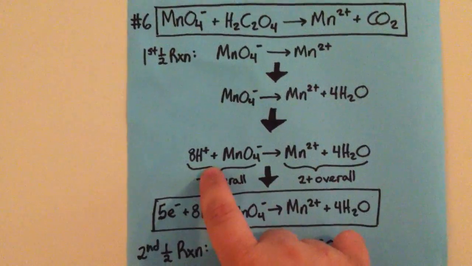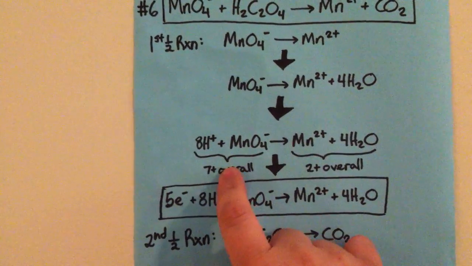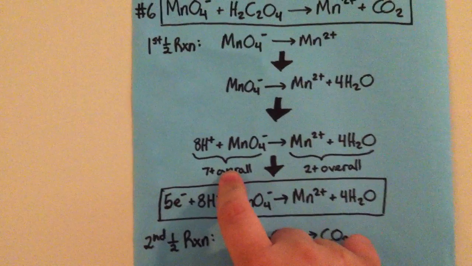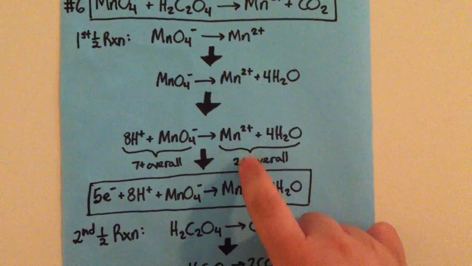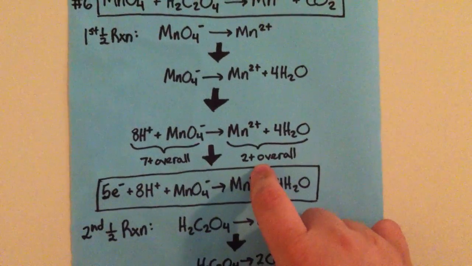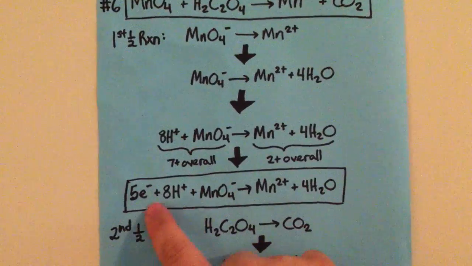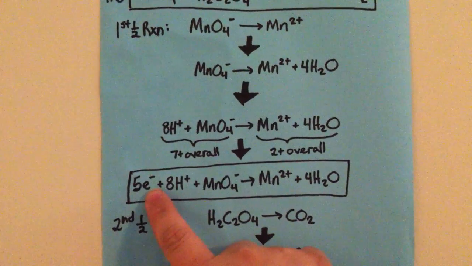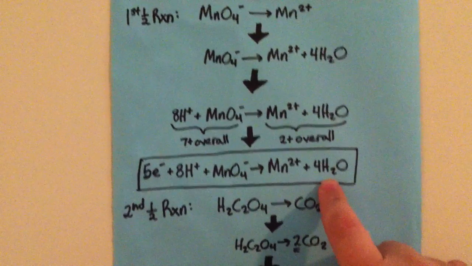Last thing is charge. 8 plus, 1 minus, gives me 7 plus overall on left. On the right, I've got 2 plus, so that gives me 2 plus overall. I can bring this down to meet my 2 plus by adding 5 electrons. So, this is my balanced first half reaction.